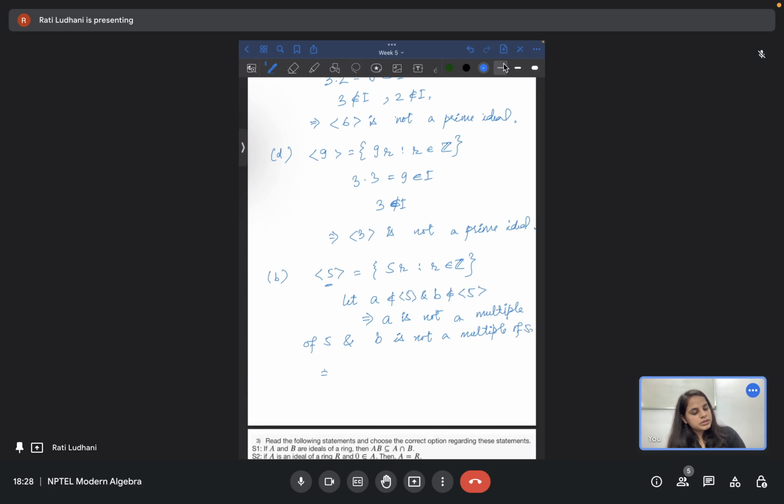So what will happen? If you take AB, then AB is not a multiple of 5, which is convincing, I guess. AB is not a multiple of 5 because there is no factor of 5 in A and B, and nothing you can combine to get 5, like 2 into 3 is 6. With 5 this is not the case, which is the definition of a prime number in Z. So this implies AB does not belong to this, and which gives your result.